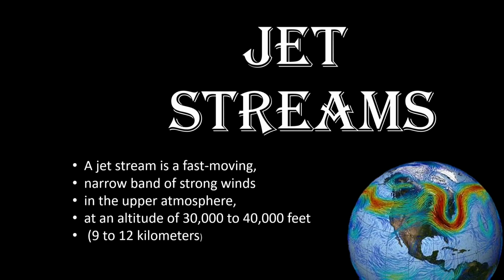A jet stream is a fast-moving, narrow band of strong winds. This is a climatological phenomenon that can be seen in the upper atmosphere at an altitude of 30,000 to 40,000 feet. That means 9 to 12 kilometers.